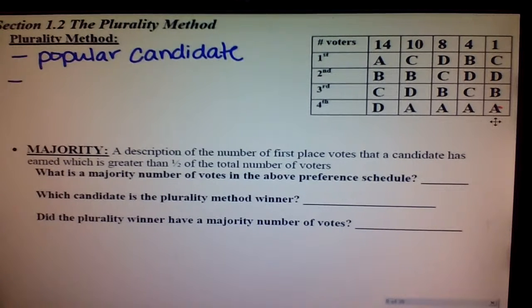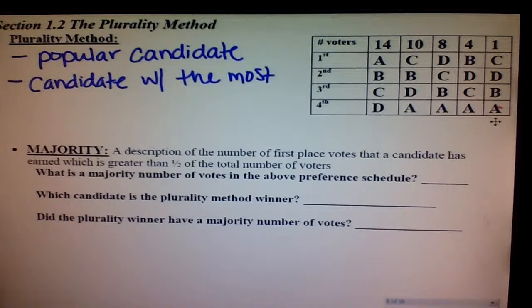Or in other words, the candidate with the most first place votes. The candidate with the most first place votes. So, the way that you're supposed to complete this method is you need to count up all of the first place votes. So, you already said that A has 14.